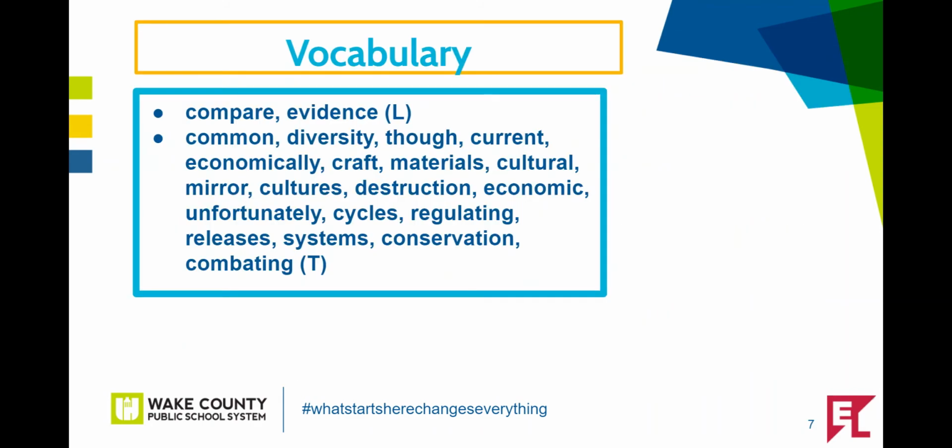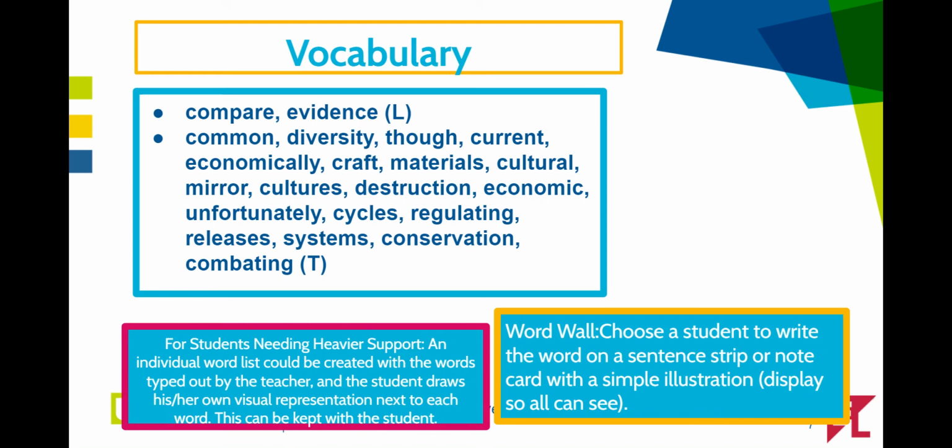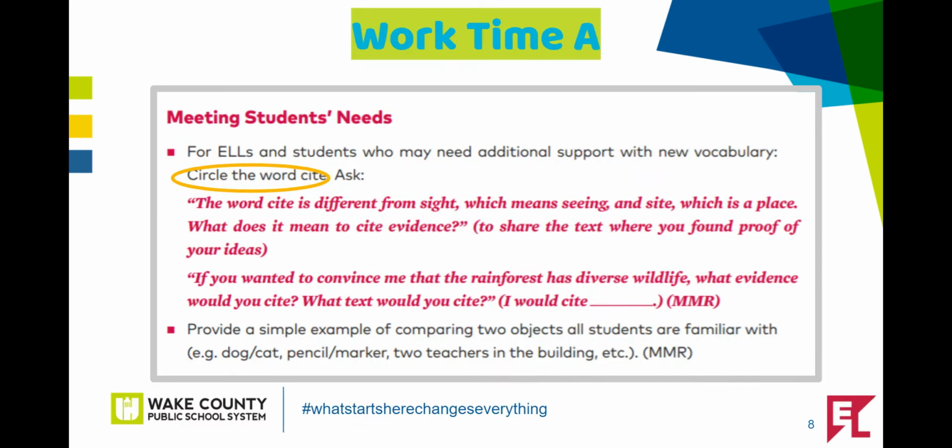The vocabulary focused on in this lesson is very heavy on text-specific vocabulary. Try focusing on just a few of the words if needed, such as diversity as related to the rainforest and the word conservation. Remember other scaffolds from previous lessons. For students who may need additional support with vocabulary in the opening, circle the word cite, C-I-T-E. Ask, the word cite is different from sight, S-I-G-H-T, which means seeing, and site, S-I-T-E, which is a place. Discuss what it means to cite evidence.